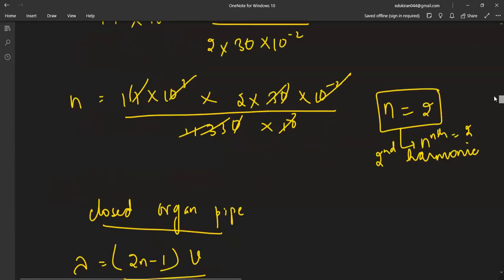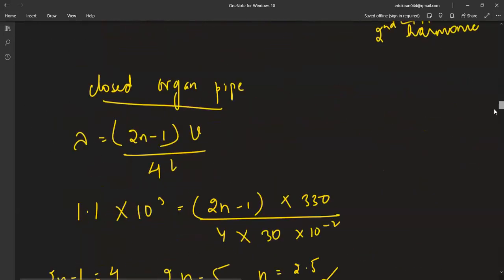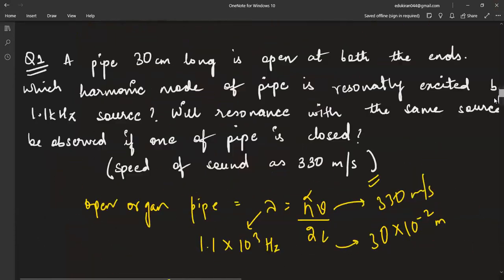So it is asking, will resonance with the same source be observed if it is closed? No. With the same source, it gives n equal to 2.5, which is not matching. All right, so this is how you had to solve this question. Write it down.